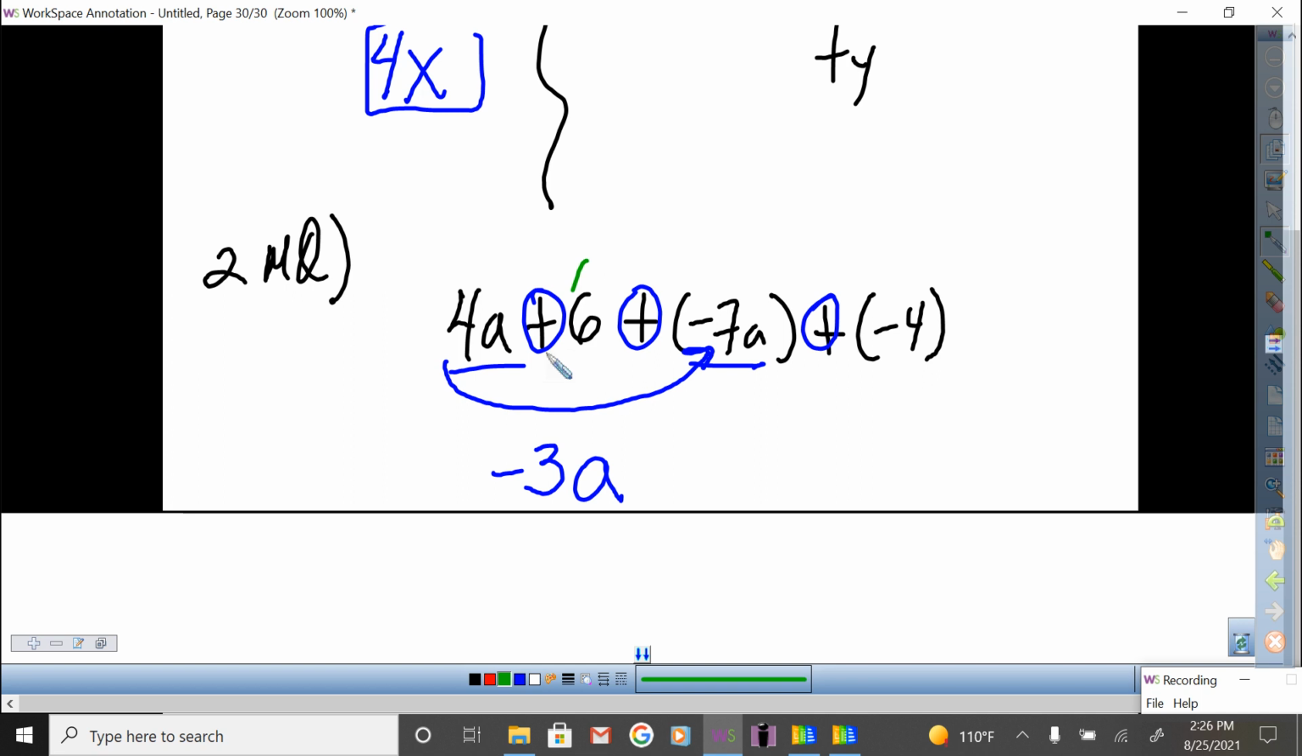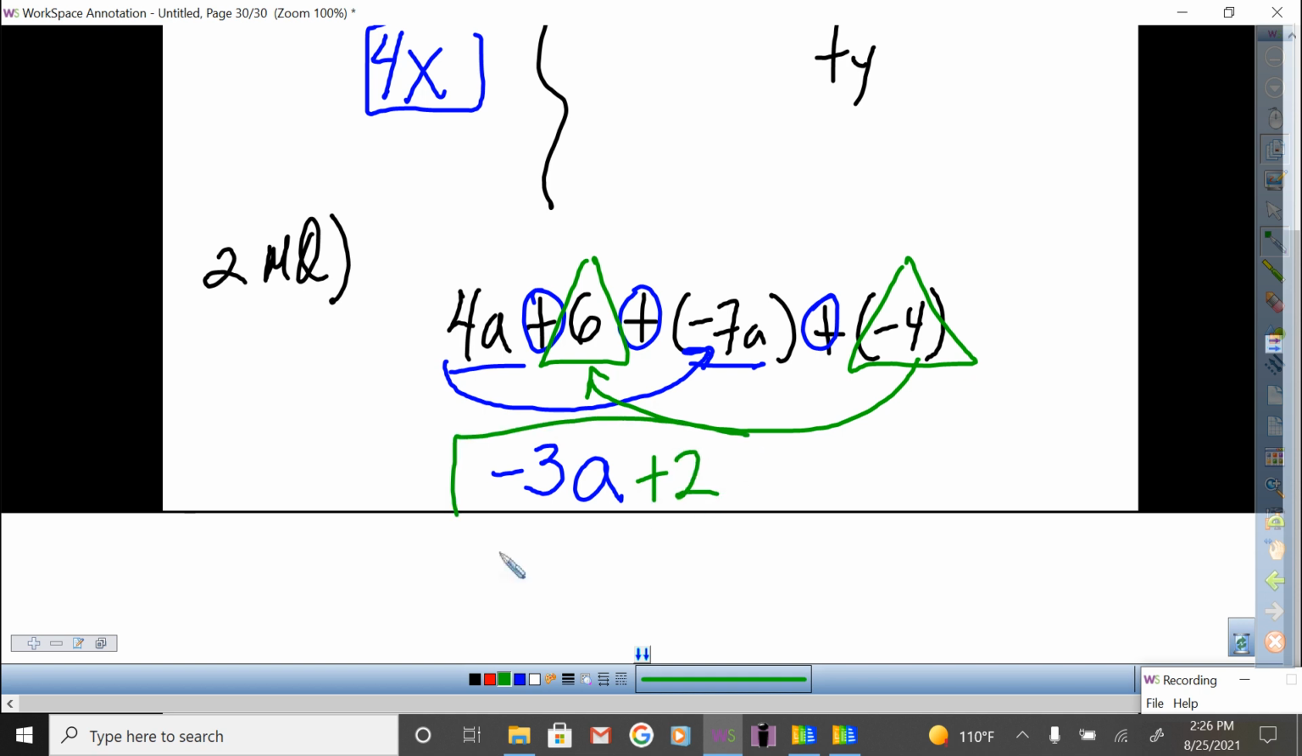In our constants, we have 6 and negative 4. 4 of these cancel 4 of those. That leaves us with plus 2. And have you got that?